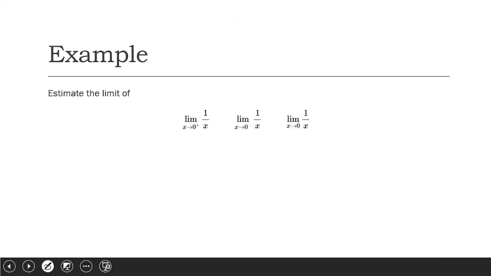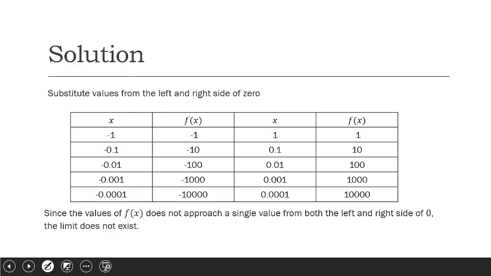So, an example na very familiar na tayo kanina is the function 1 over x. Ilang beses na natin nagamit to. So, diretso na natin. This is also the same values na ginamit natin kanina.